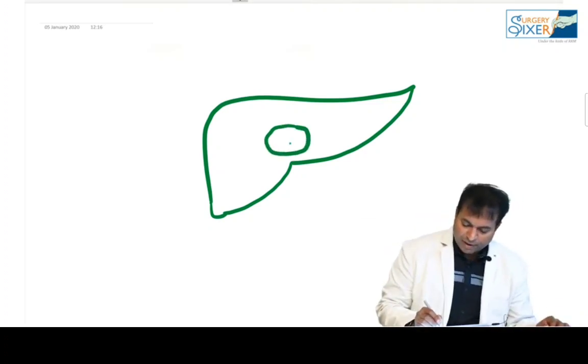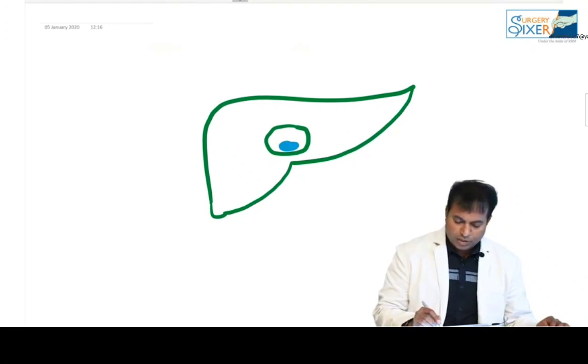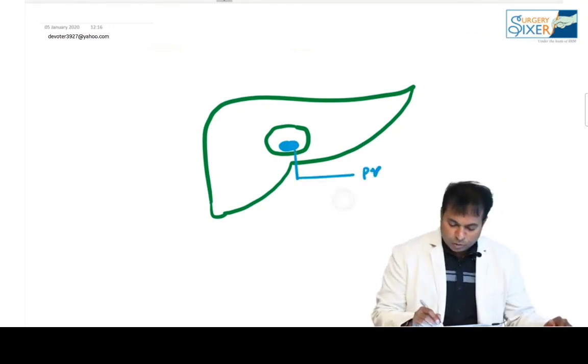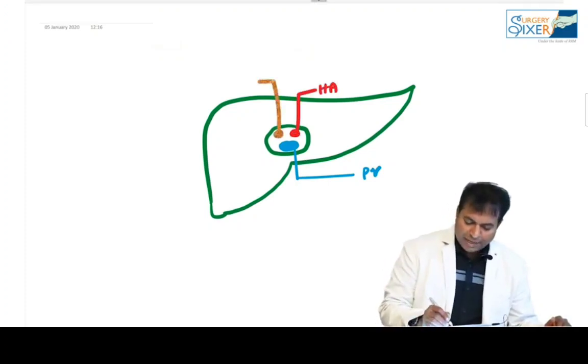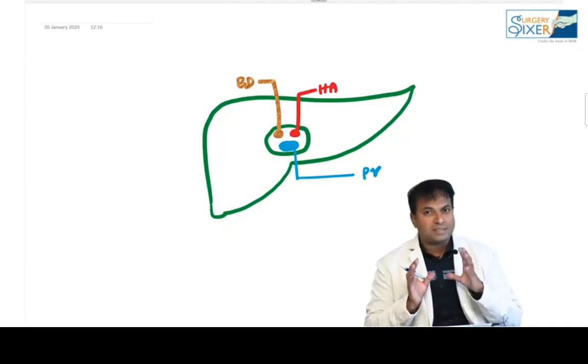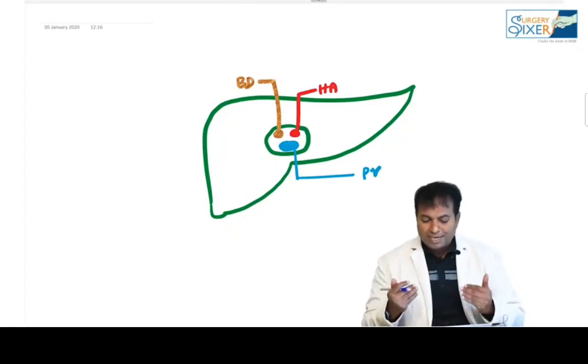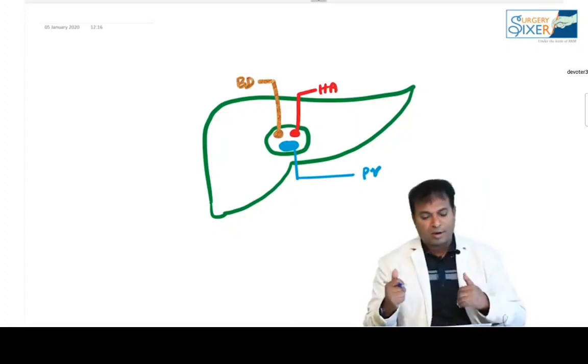In this hilum of the liver, what is the posterior most structure entering the hilum? This is the portal vein. Anteriorly, to the left side is the hepatic artery, and to the right side is the bile duct. So this is known as the portal triad. The relation of the three structures in the portal triad is: posteriorly we have the portal vein, anteriorly to the right we have the hepatic artery, to the left we have the bile duct.